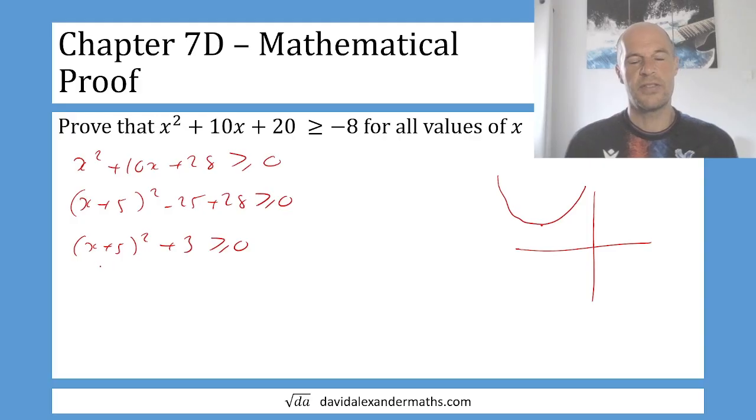Here's another way we could think of it. We've got something squared, which is always positive, and when I add 3 to that, that will still be positive, so it must be greater than or equal to 0. So I could write a statement to that effect.